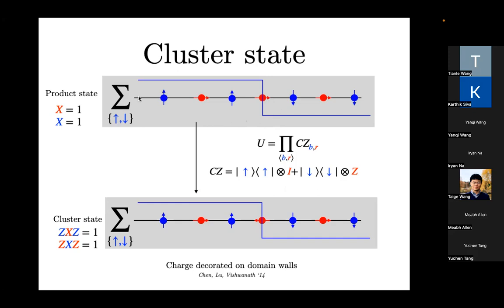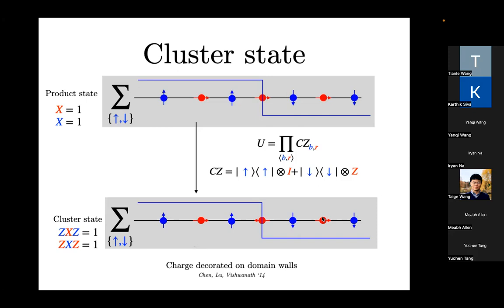Now you see that for the configurations of all ups and downs for the blue spins, if I have a domain wall in the blue spins, this control Z will only be applied once. So this spin will get flipped. However, if I'm not on a domain wall, then the control Z will get applied either 0 times or 2 times, and so I get back to the plus state. So nothing happens to the red spins.